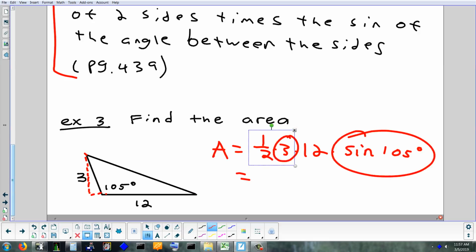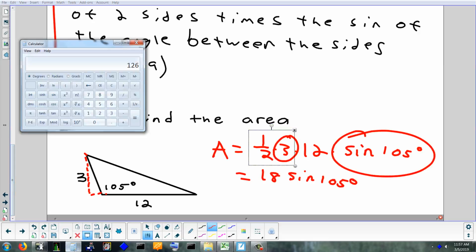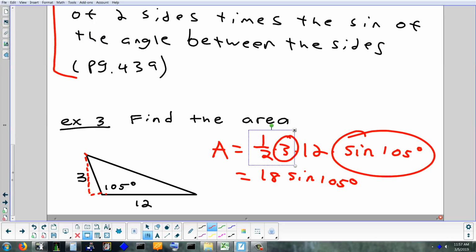So we've got 3 times 12 is 36. Half of 36 is 18. And now we just type it in. This calculator is weird. Let me do the sine of 105 first, and then times 18. Okay. So the area is 17.387.